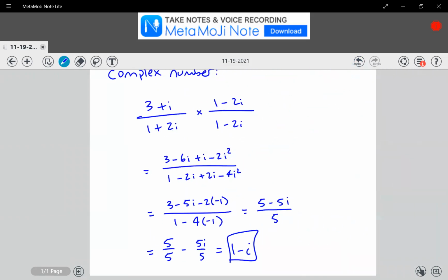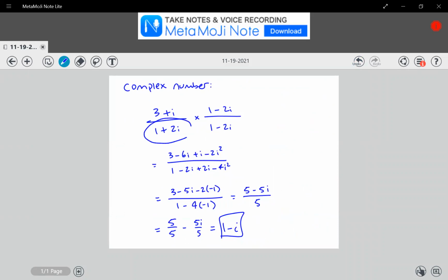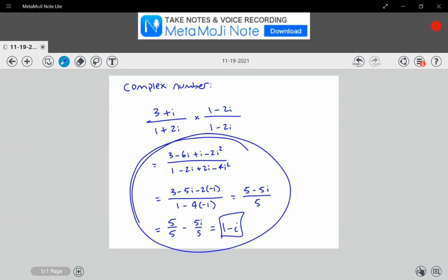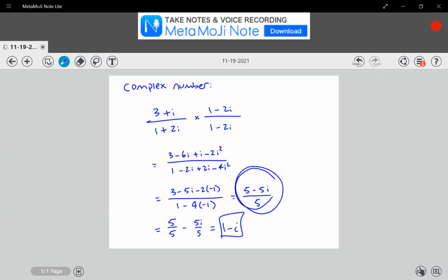So to recap, what we do is we multiply by the complex conjugate of the denominator, and then we just simplify until we get something nice and simple like this, which we can separate into a real portion and an imaginary portion, and we can go ahead and solve, right?